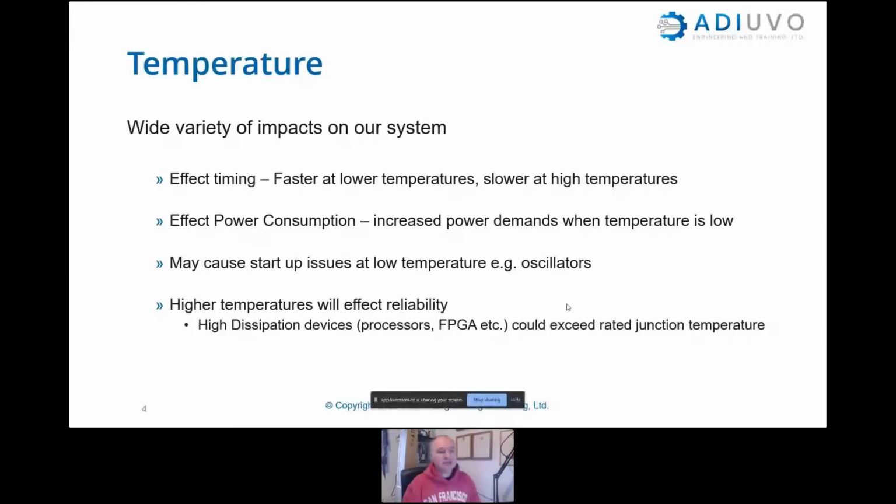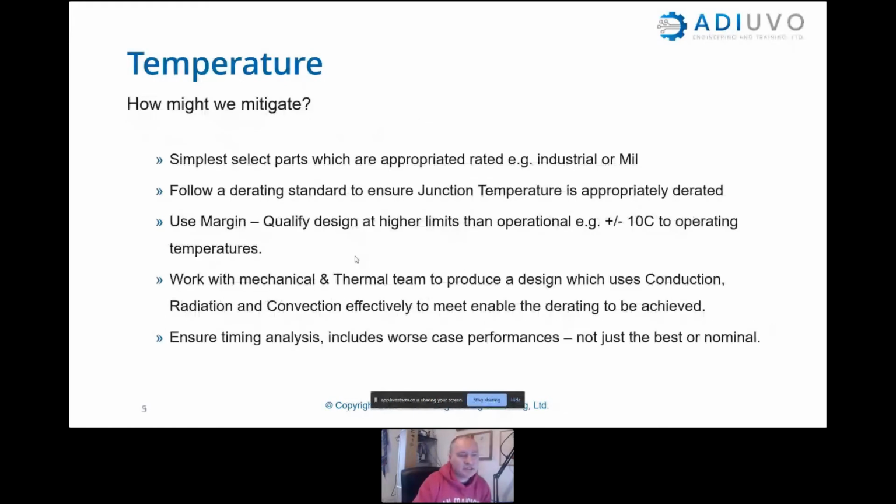So what I was saying, let me just get my screen up and running again. What we want to try and do, obviously, is mitigate these effects of temperature as much as possible. So how we're going to do that is we can select parts that are actually suitable for this temperature range.